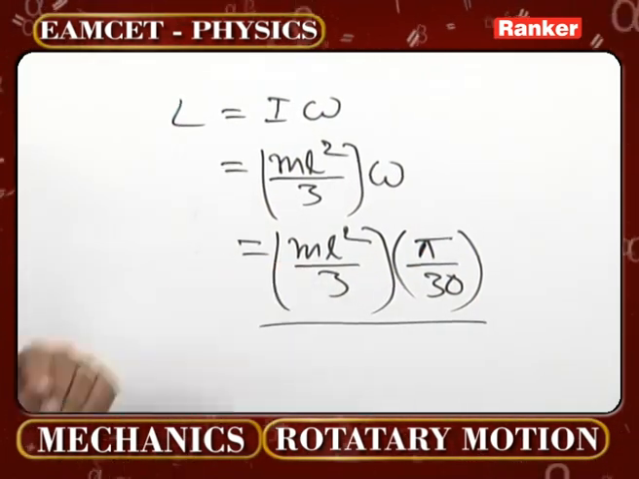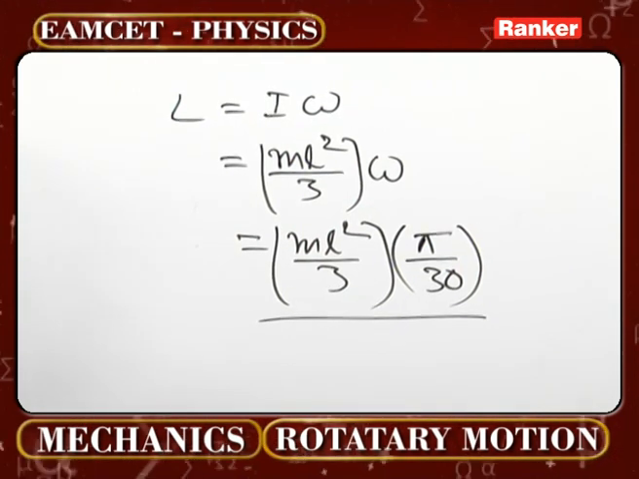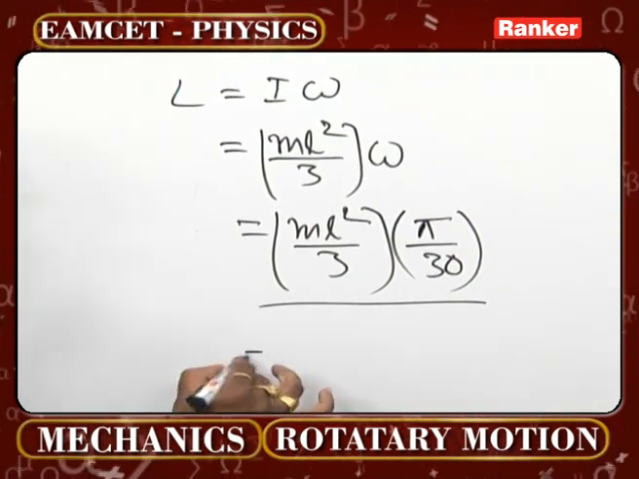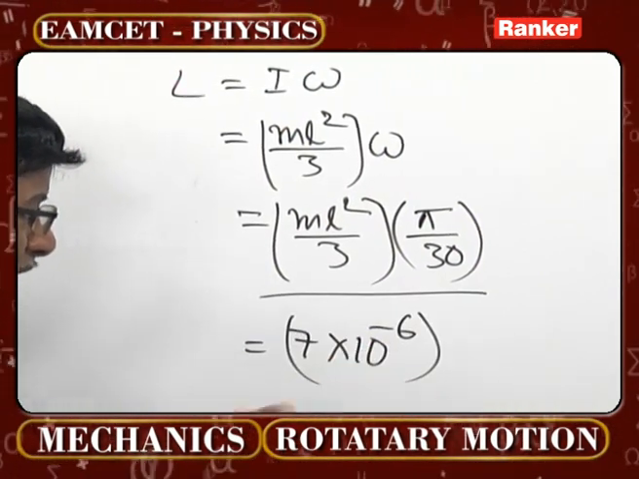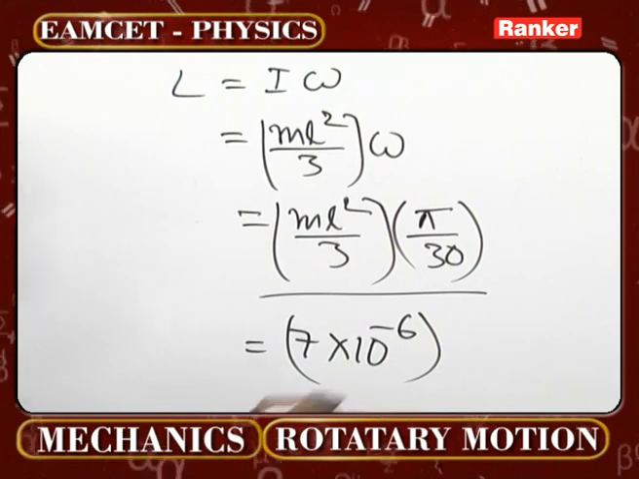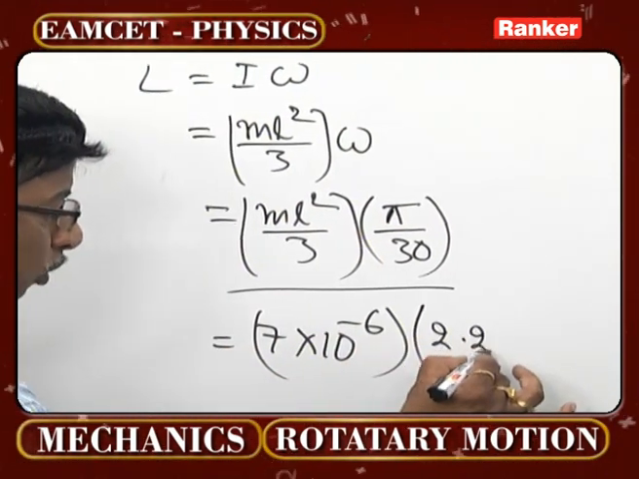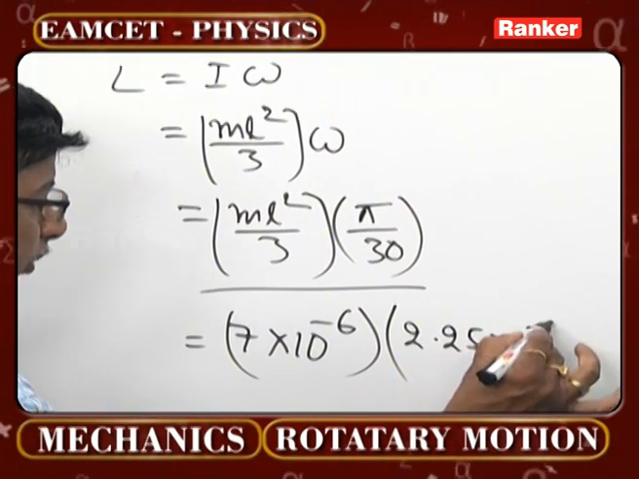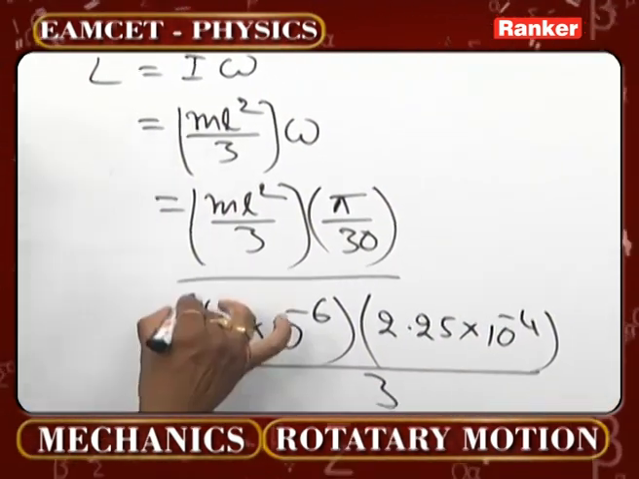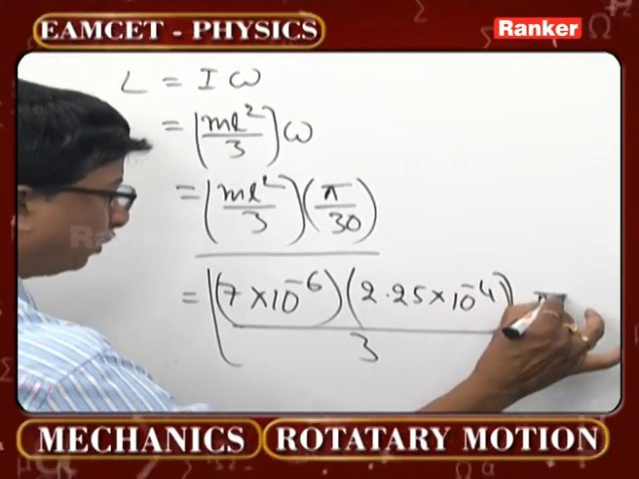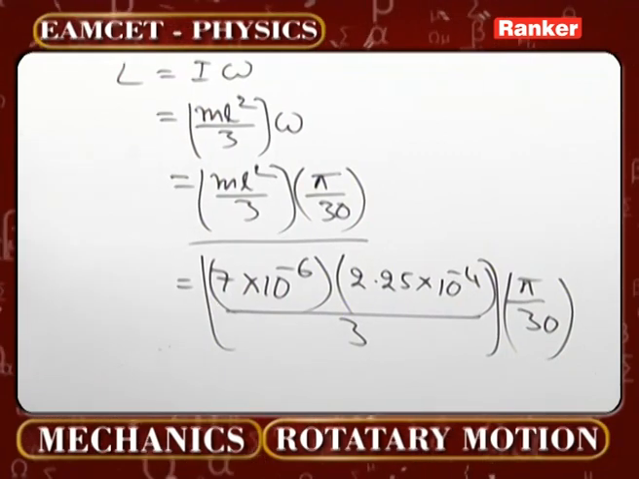Now if you look at this, mass is given there. How much is it given? 7 into 10 power minus 3 gram. That means 7 into 10 to the power minus 6 kg. Into what is the length given? 1.5 whole square, length square means 2.25 into 10 to the power minus 4 meter square by 3 into pi by 30. Pi you can write 3.14. Come on, simplify that one.